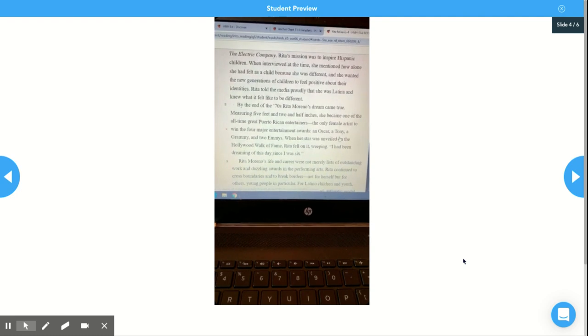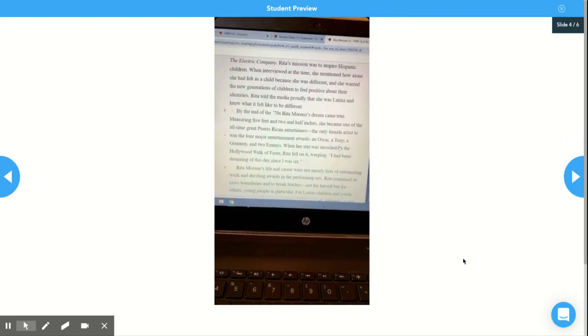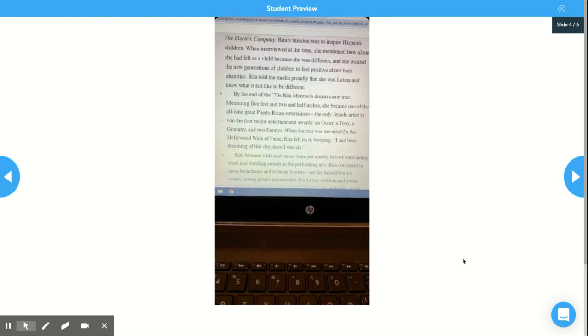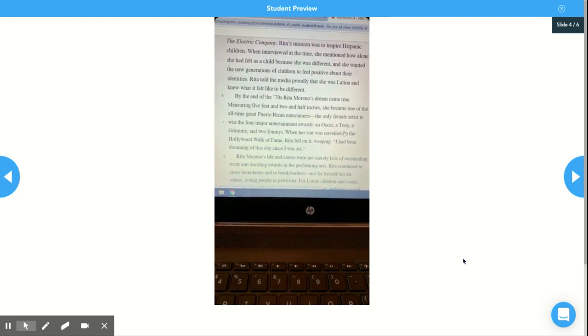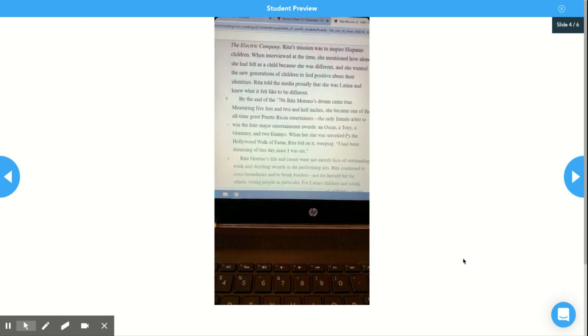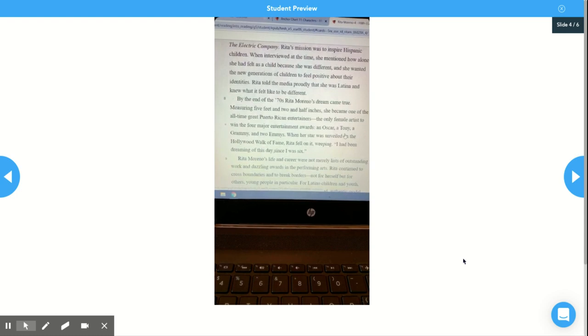So that is the end of the story of Rita Moreno. Let's look back specifically at paragraph 8. By the end of the 70s, Rita Moreno's dream came true. So, thoughts and emotions, we knew her dream was to be a positive role model.